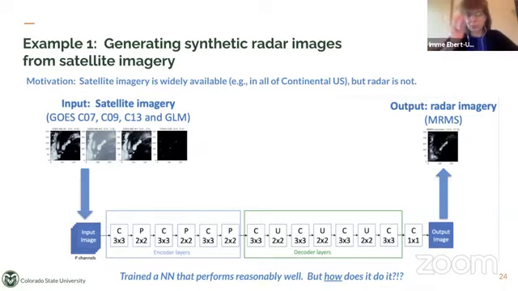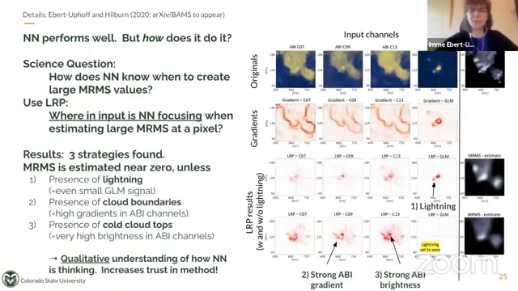We trained our neural network, and it was performing reasonably well. But then, of course, the question was, how does it do it? How does it come up with this estimate? Next slide, please. Of course, we used our favorite method, LRP, for this purpose. Again, the question was, our neural network performs well, but how does it do it? What kind of strategies does it use to come up with pixel values of radar, also known as MIMS? What LRP can tell us is where in the input the neural network is focusing when estimating large values of MIMS at the output.